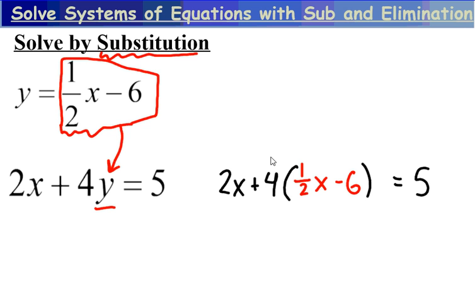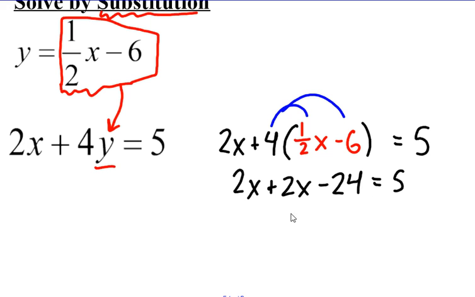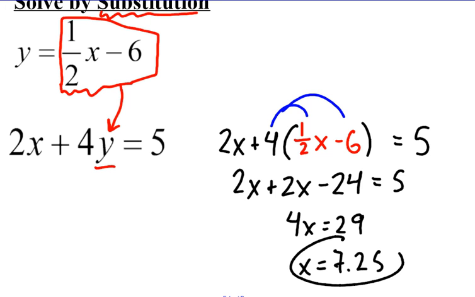I'm going to do the first step of distributing. So then I get 2x plus 4 times 1/2 is 2x, 4 times minus 6 is minus 24, equals 5. Add the 24 over to the other side, and I combine these two x's. I get 4x equals 24 plus 5, which is 29. 4x divided by 4, that's going to be 7 1/4, so 7.25. So there's my x coordinate. These two lines would cross at 7.25, comma.